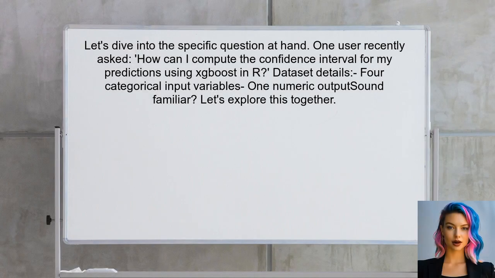Let's dive into the specific question at hand. One user recently asked, "How can I compute the confidence interval for my predictions using XGBoost in R?" They mentioned having a dataset with 4 categorical input variables and 1 numeric output. Sound familiar? Let's explore this together.